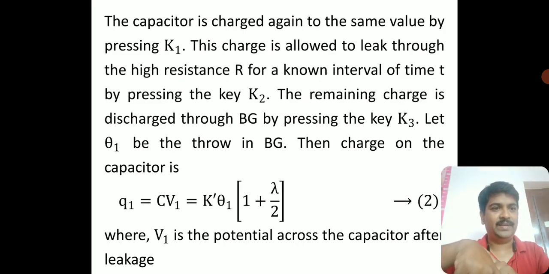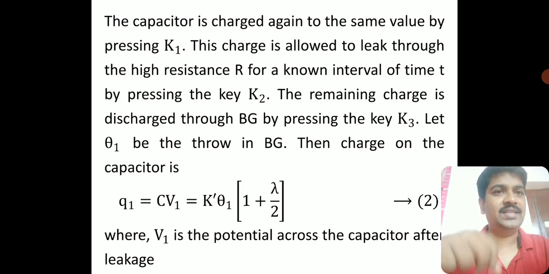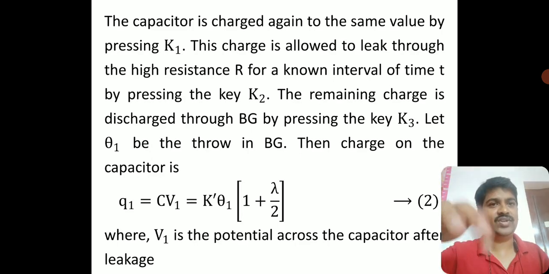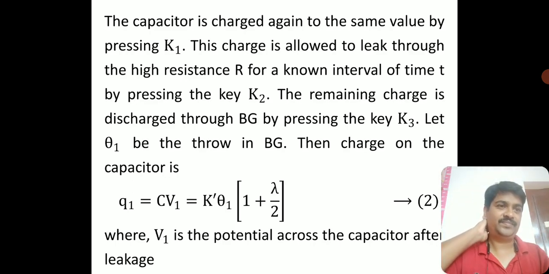You note down the time and allow the capacitor to leak through the high resistance for a known time, say 1 minute or 2 minutes, and note down that time by pressing the key K2. Then the remaining charge on the capacitor is allowed to discharge through the BG by pressing the key K3, and the throw on the BG, theta 1, is noted.